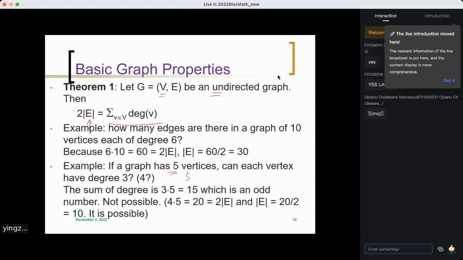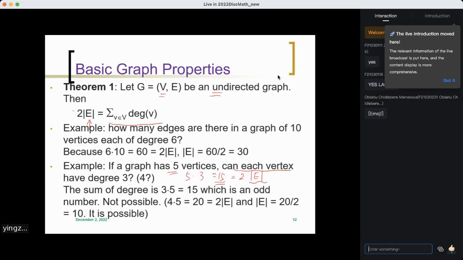So each of the vertices has degree 3. So altogether the degree sum is 15. If the 15 is the double, or 2 times the number of edges, then because we know the number of edges should be an integer, you cannot say it's 1.5 edges. You have just whole edges; it is an integer.